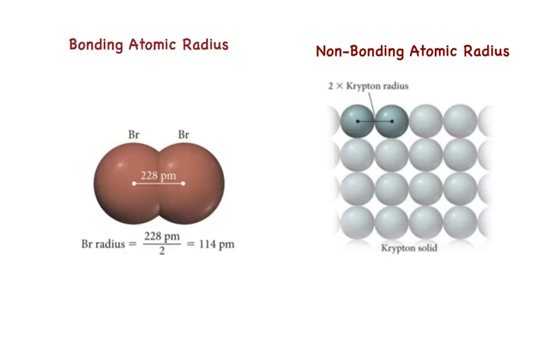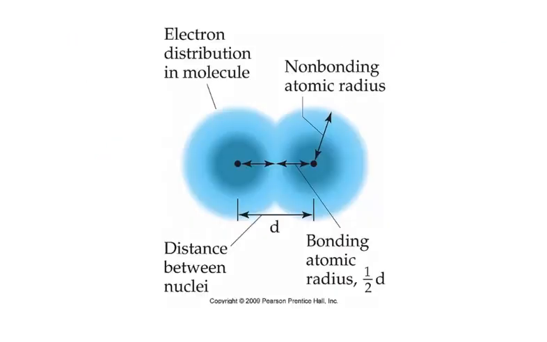The bonding atomic radius, also called the covalent radius, for any atom in a molecule is equal to half of the nucleus to nucleus distance. As you see in the image, the bonding atomic radius is shorter than the non-bonding atomic radius. And generally, when people speak of the size of the atom, they mean bonding atomic radius unless otherwise noted.